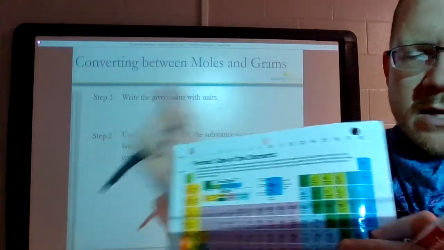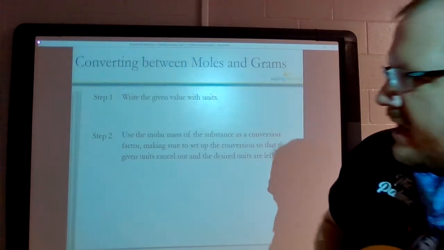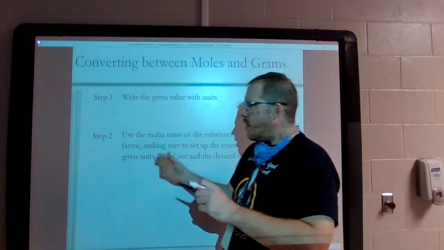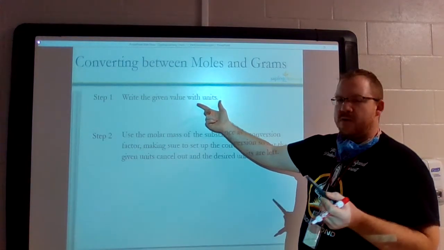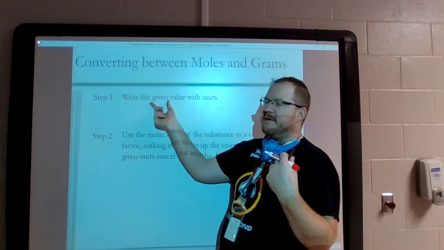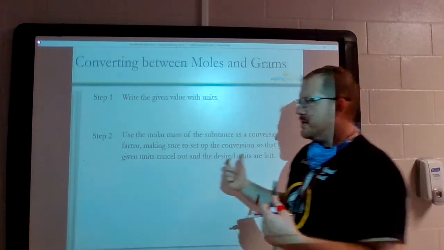So 1 mole equals that many grams for that particular element if you use the bottom number. So we have 3 steps here. Step 1, write the given value with the units. So we got to get the number that they give us and write it down with the units. We need to know about the units. You have to keep track of your units.